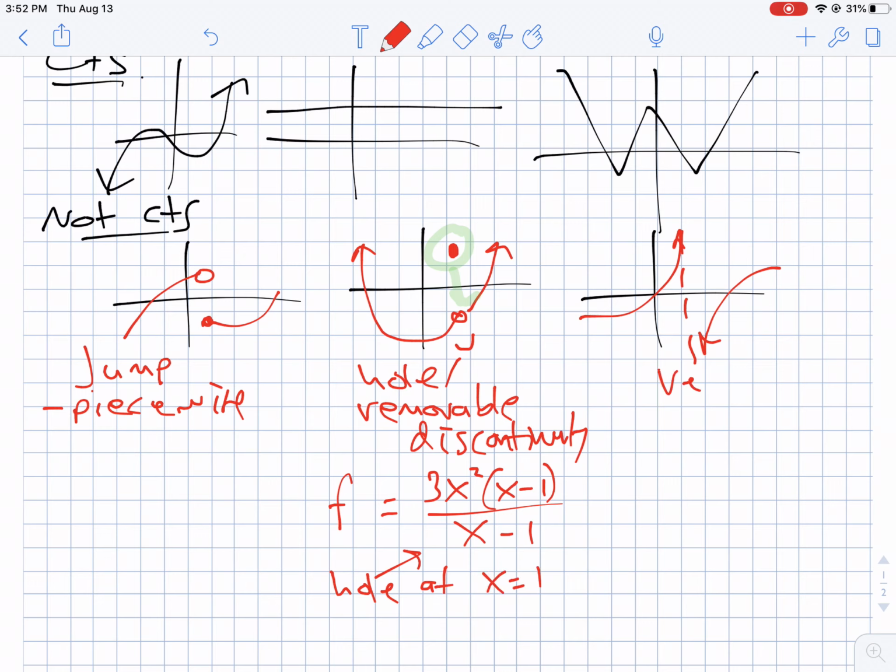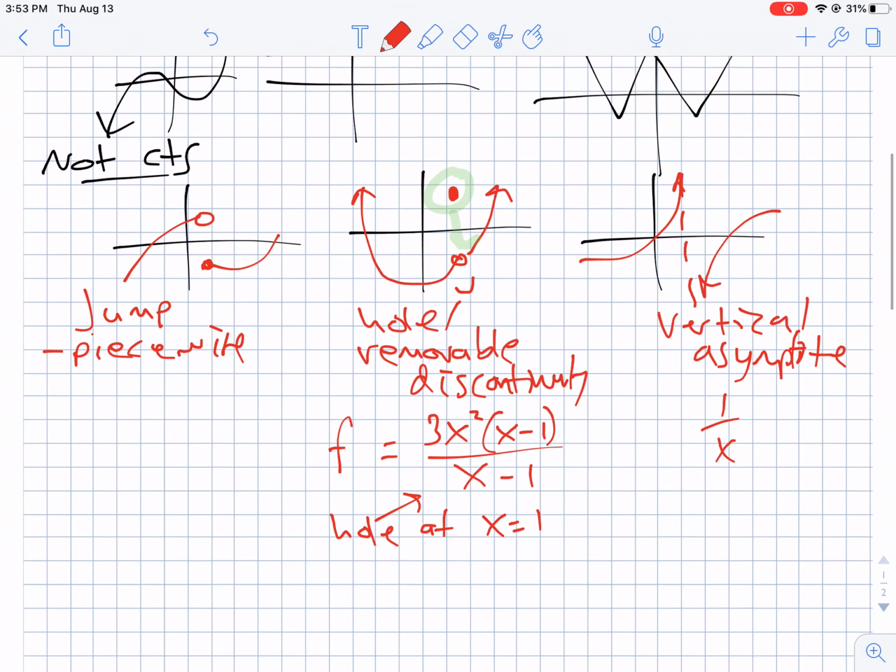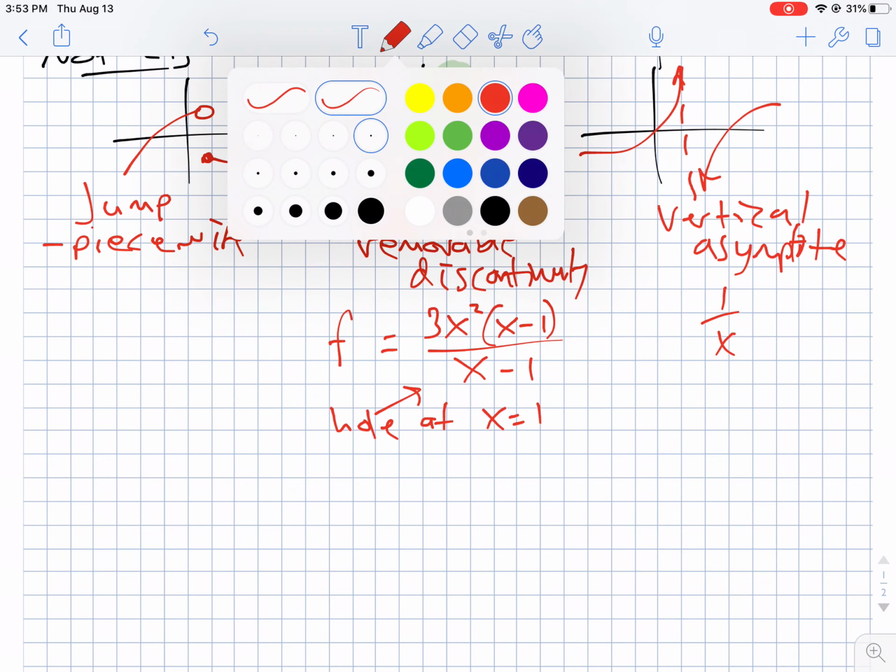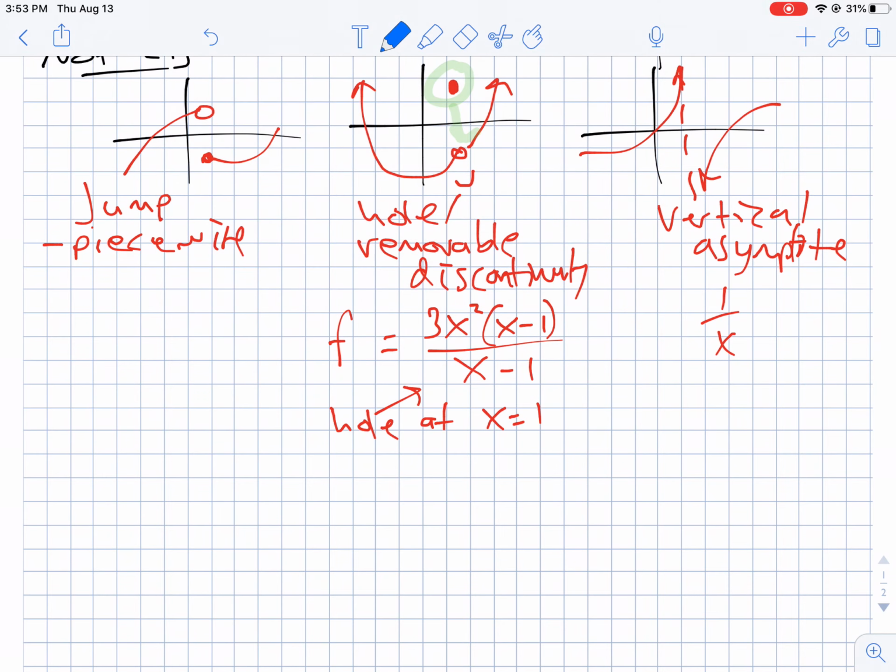And of course, this is a vertical asymptote because you have to lift your pen up to get from the top part to the bottom part. So the vertical asymptote, like 1 over x has an asymptote at 0. Okay, so that's the hand-wavy definition. Let's talk about the math definition of what continuity means.